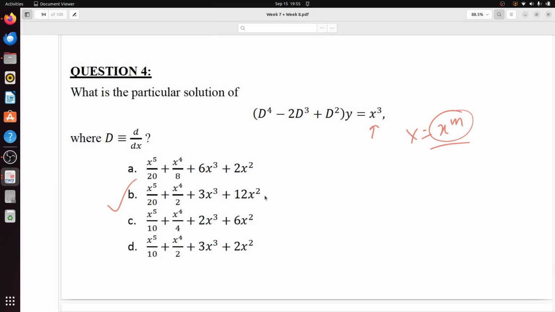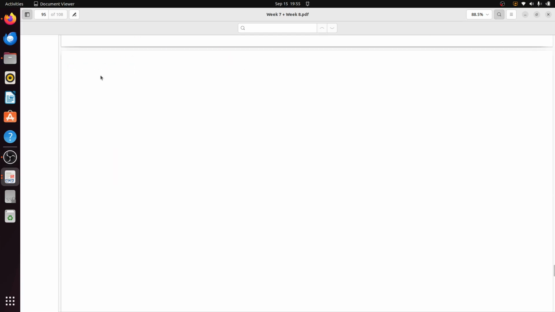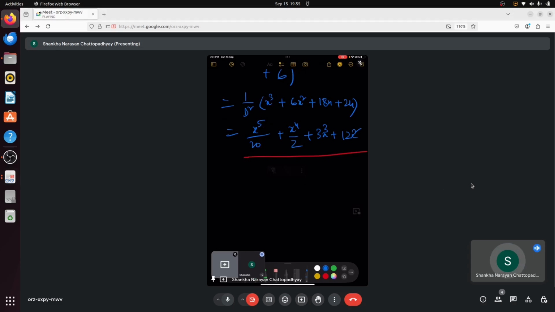Answer is B. x to the power 5 divided by 20 plus x to the power 4 by 2 plus 3x. Sorry, there will be 3x cube plus 12x square. This is your answer. Is it clear, ma'am? Yes.